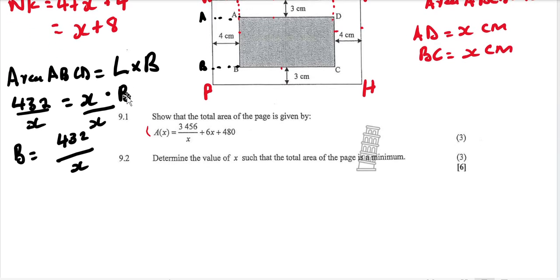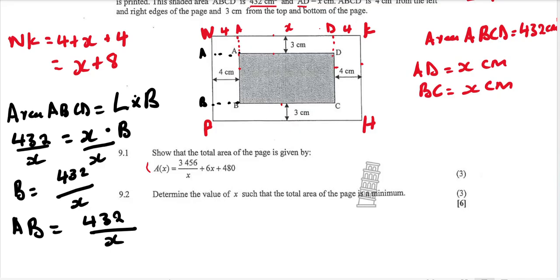Since it is 432 over X, we know that this breadth represents the distance of AB. It means that the distance of AB is 432 all over X. Now we know the distance of AB.